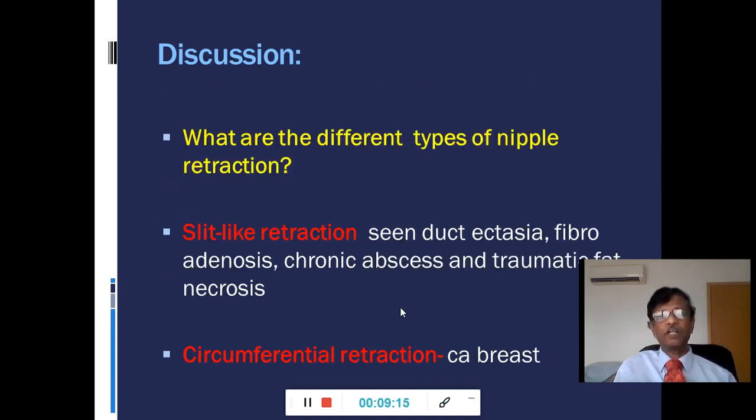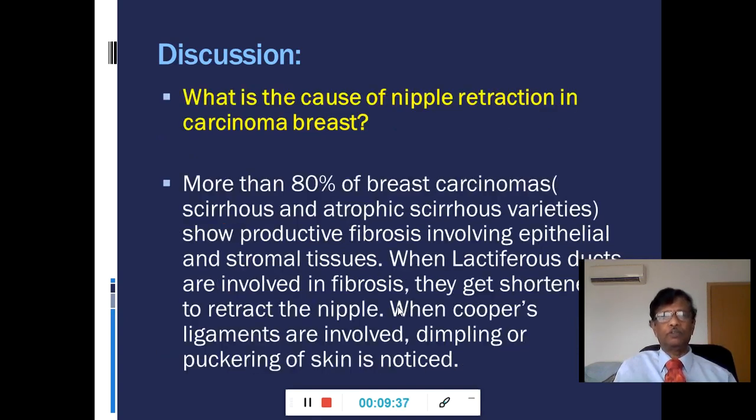What are the different types of nipple retraction? Slit-like retraction seen in ductectasia, fibroadenosis, chronic abscess and traumatic fat necrosis. Circumferential retraction in carcinoma breast. Very good. So those are the two types, and they are seen in different conditions that will be noticed.